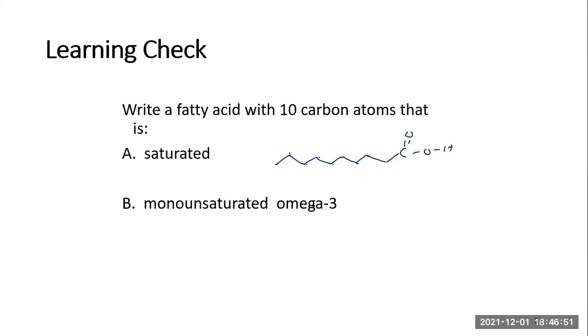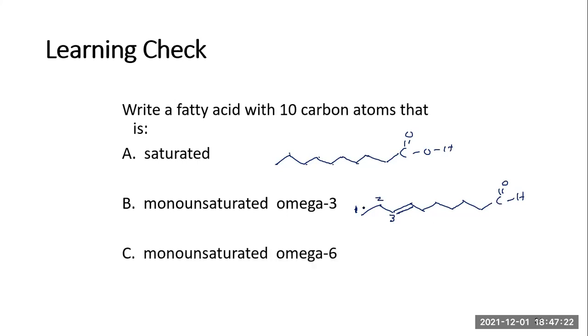Monounsaturated omega-3, we would have the same sort of deal. 1, 2, 3, 4, 5, 6, 7, 8, 9. Monounsaturated means one double bond. Omega-3 means starting to count on this side: 1, 2, and 3. Again, we would place a double bond right there at number 3. Obviously, this would be more of a line structure.